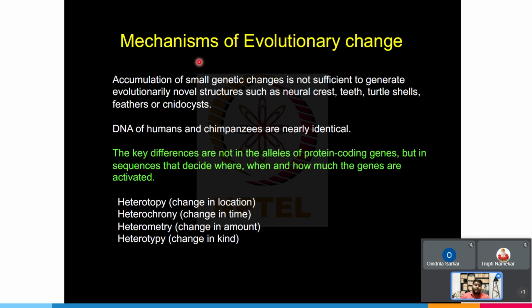So we are discussing mechanisms of evolutionary change. The main mechanisms of evolutionary change are divided into 4 types. These include heterotopy, in which there is a change in location of a gene's expression; heterochrony, in which the time for which a particular gene is expressed is changed; heterometry, in which the amount of the gene being expressed is changed; or heterotypy, in which the gene itself is changed and another gene is expressed in its place. And these changes give rise to variations on which evolution can act in order to select which phenotype is the best.